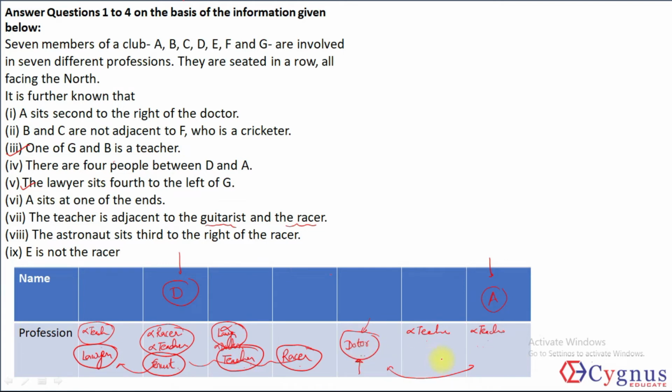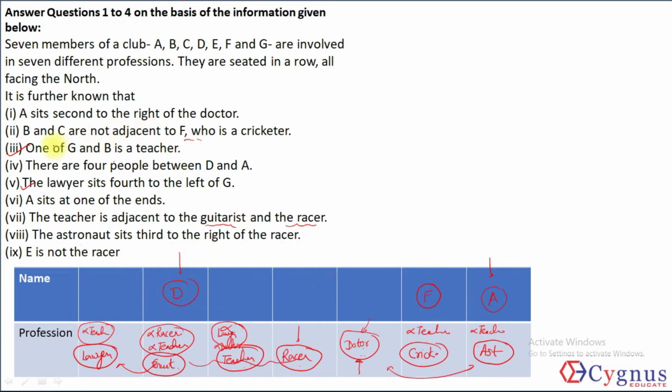And there fit two more professions. The teacher is adjacent to the guitarist and the racer. Astronaut sits third to the right of a racer. Who's a racer? This one. Third to the right of a racer. That means A is an astronaut. So left with what? One profession, that is cricketer. This person must be a cricketer. And what was the name of cricketer? It was given that F is a cricketer. This person is F. You need to find the name of these four people.